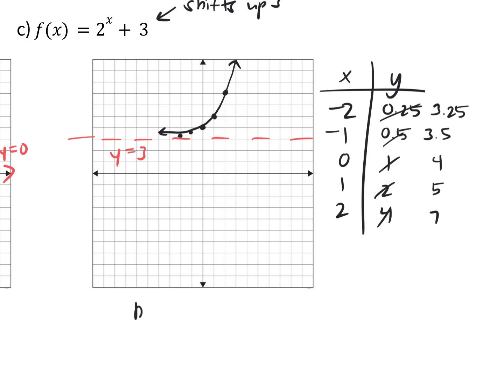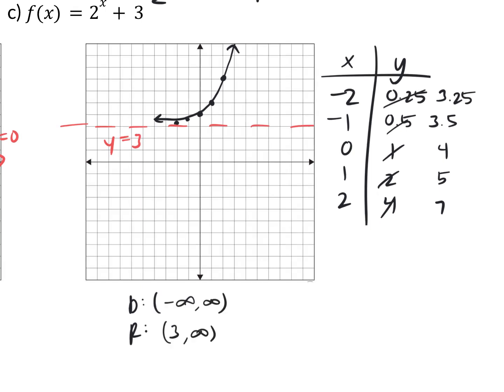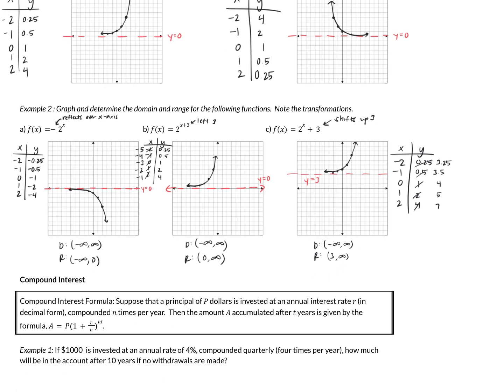Okay, go ahead, write your domain and range for this graph. All right, we should have gotten all real numbers again for my domain, but my range is 3 to infinity. Make sure we are not including those values at the asymptotes. So 3 and 0 we're not including, okay?